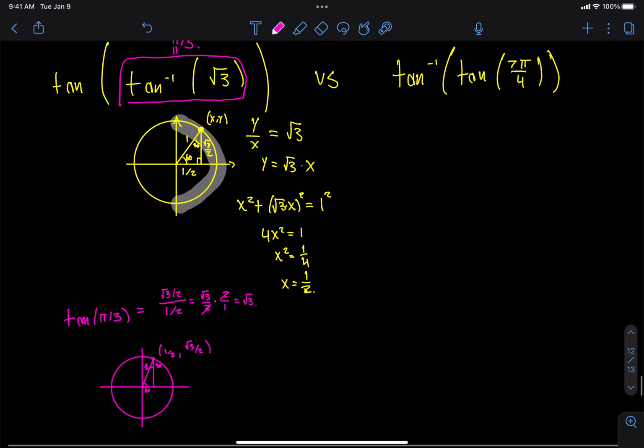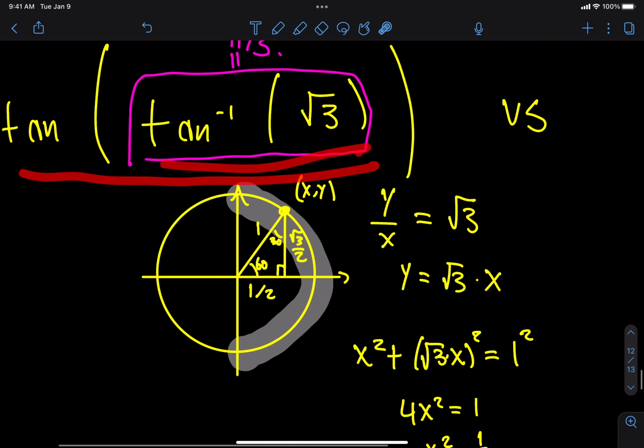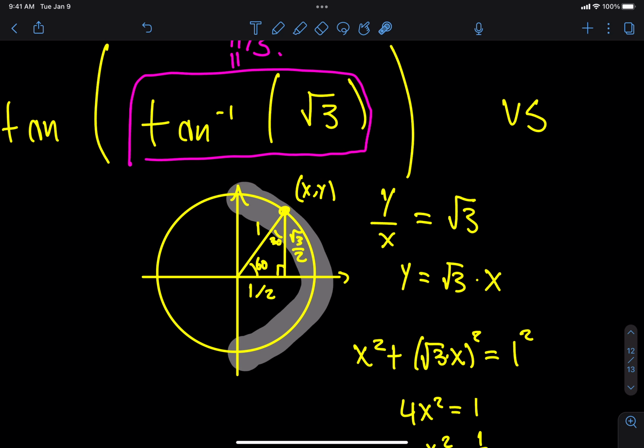Okay, so what did we learn? We said, look, tan inverse of square root of 3 gives us the angle pi over 3, and then I plug that angle back into the tangent function. So this is kind of like we're doing something and then we're undoing that something, right? But we have to be really, really careful, okay? We have to be really, really careful because the tangent inverse function is going to give us a very specific angle, isn't it? It's not just that tangent of this point is the square root of 3.